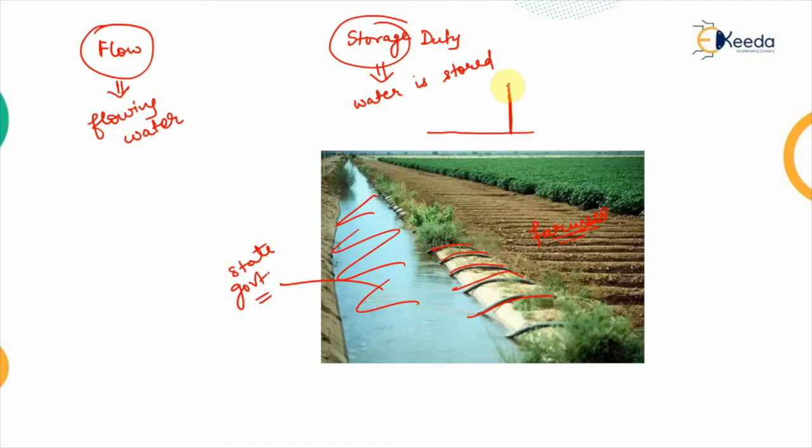For example, if you look at a dam constructed, let's say this is a typical dam. Now this will be accumulating the amount of water behind it. This is known as the reservoir. Now this reservoir will have a certain volume. So how much area can be irrigated with the help of this water which is stored in the reservoir? That is known as the storage duty.